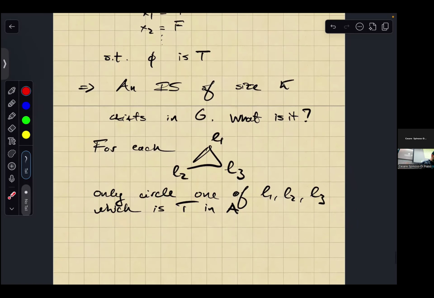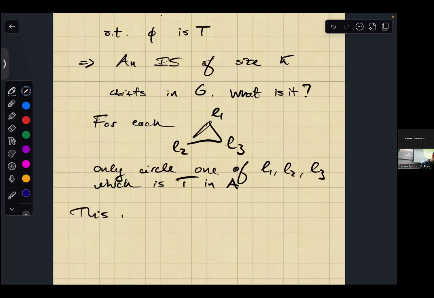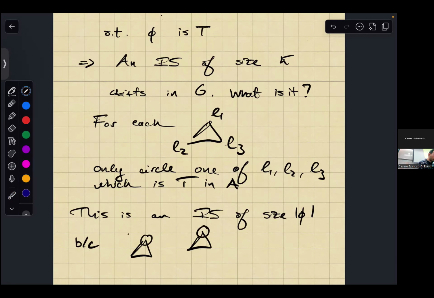So then only circle one, which is an assignment. Okay. And then my argument is that this is an independent set of size phi. Because the only way that it would not be an independent set is if two of the vertices I circled, so maybe Li and Lj, were connected.